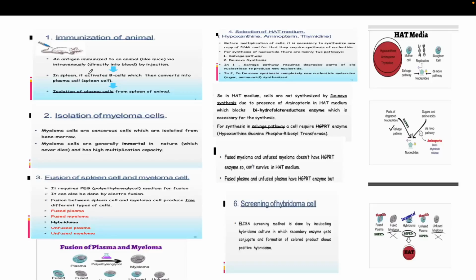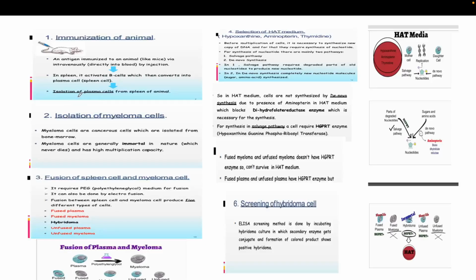Okay, and then what will happen in the spleen is that it activates the B cell to produce the antibody against that particular antigen. That converts into two types of cell, the plasma B cell and the memory B cell. So this plasma B cell will produce the antibody against that particular antigen. Then you have to isolate this plasma cell from the spleen of the animal.